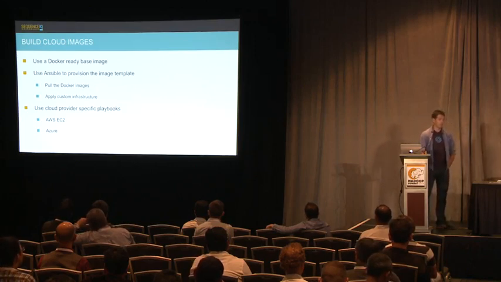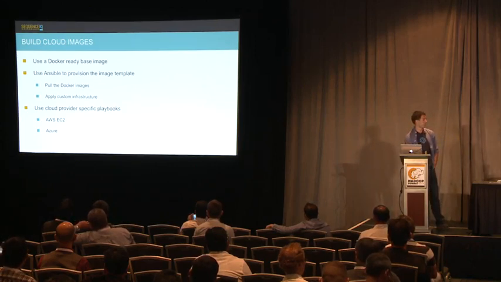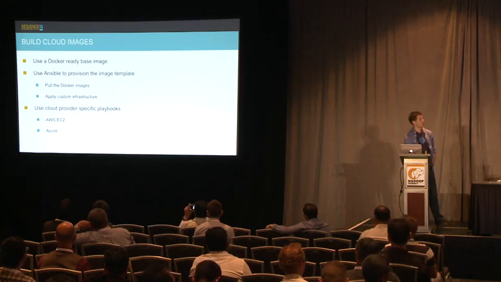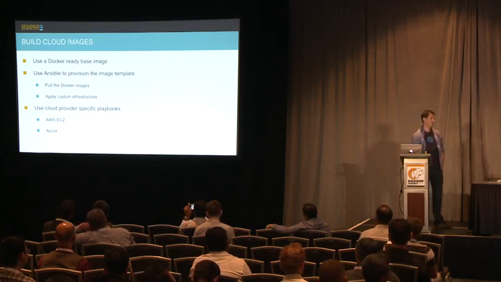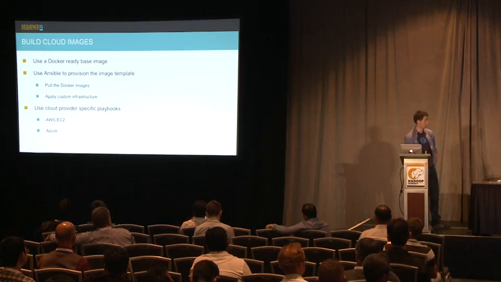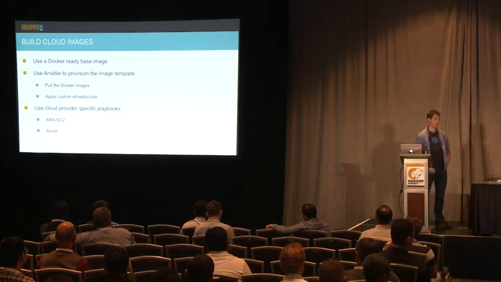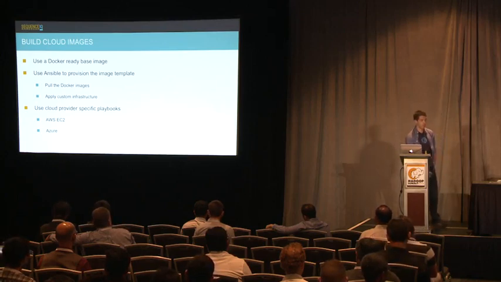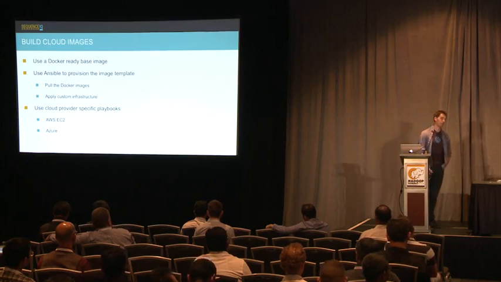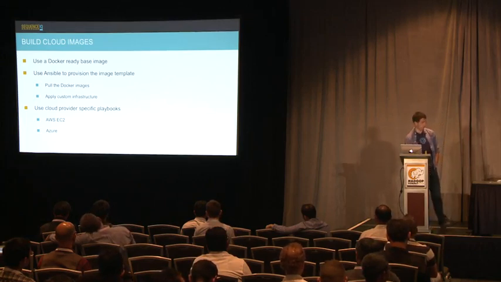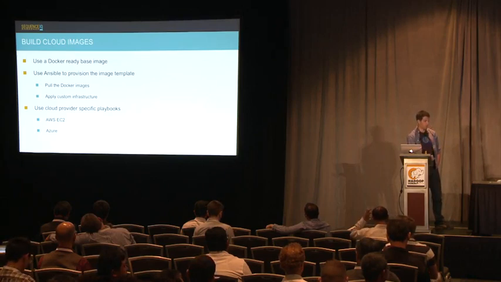Next step is you can use Ansible to provision the image template. As I said, we automate everything, so we don't build the Docker images or the cloud images manually. We use Ansible to provision the image template. We pull the Docker image from Docker.io or the private repository, and within the cloud image, you apply your custom infrastructure configuration.